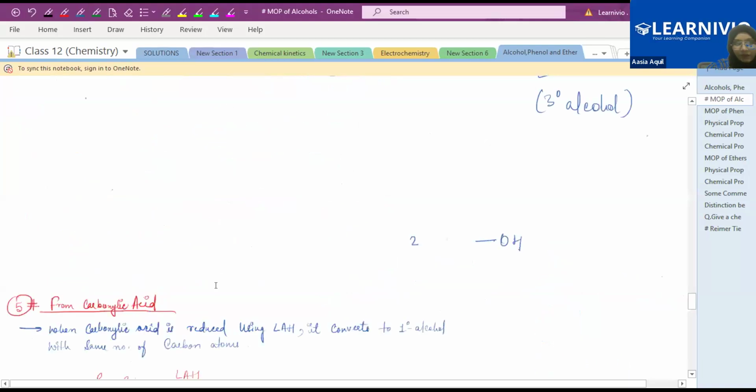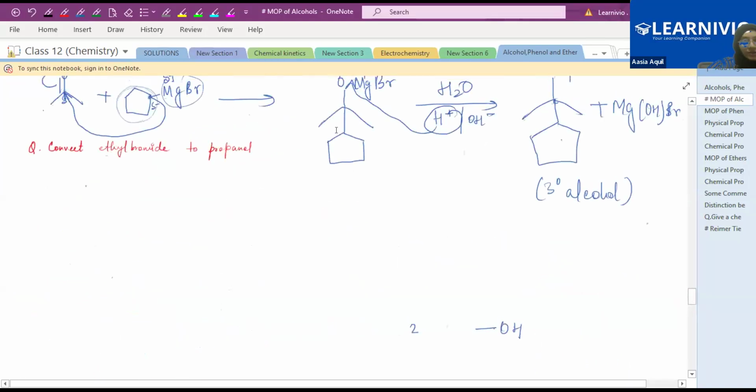Now see, suppose we have a question. You have to convert ethyl bromide to propanol. So what is ethyl bromide? A haloalkane, which you have to convert into propanol, an alcohol. Okay, so how will you convert? Let's observe, let's analyze this question.